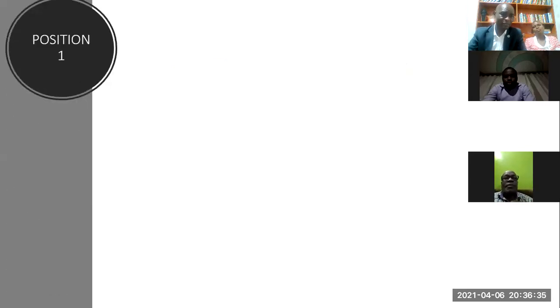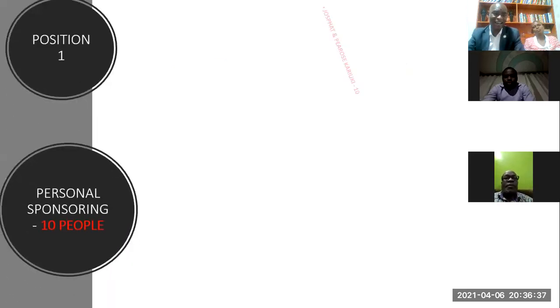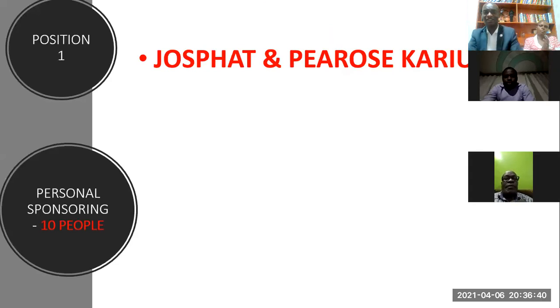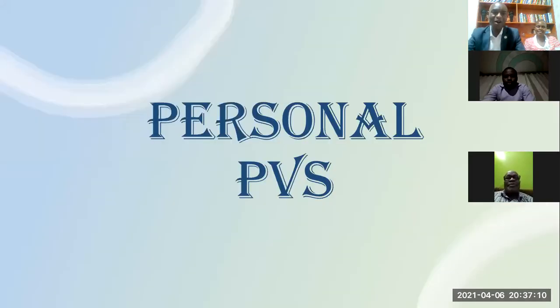Now let's see position number 1, sponsored 10. That is Josphat and Piero's karaoke. Congratulations, well done. And we don't want this position to be ours at the end of this April. I want it to be you. David, I can see you're very attentive. I want you to be the one taking position 1. You sponsor 10 and I send to your M-Pesa 10,000 Kenya shillings. I hope your M-Pesa number is the one I have. All right. Thank you very much. Yes, confirmed.